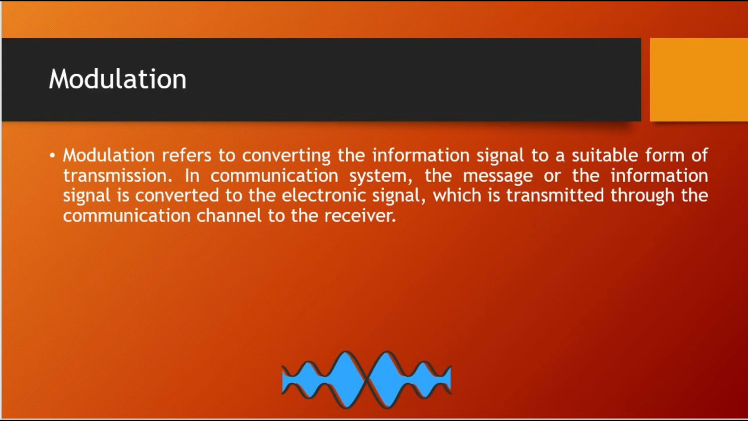What is modulation? Modulation refers to converting the information signal to a suitable form of transmission. In communication system, the message or the information signal is converted to the electronic signal, which is transmitted through the communication channel to the receiver.